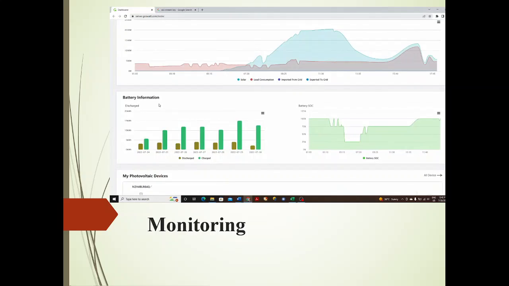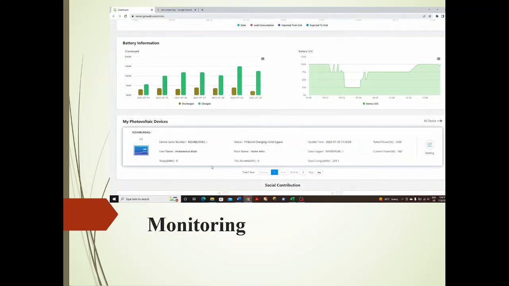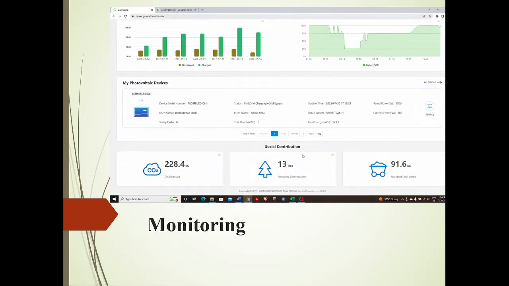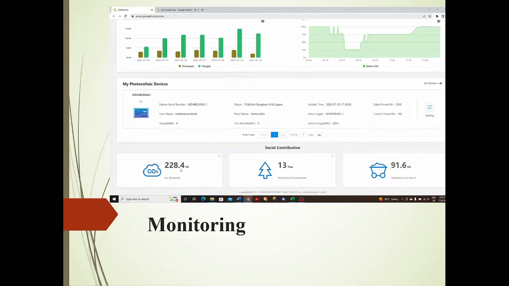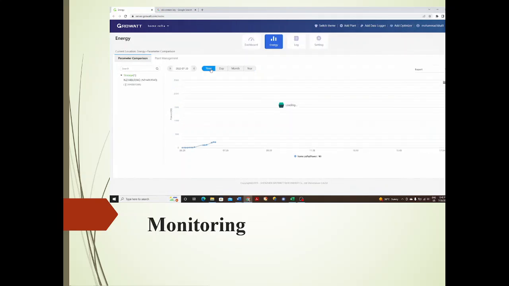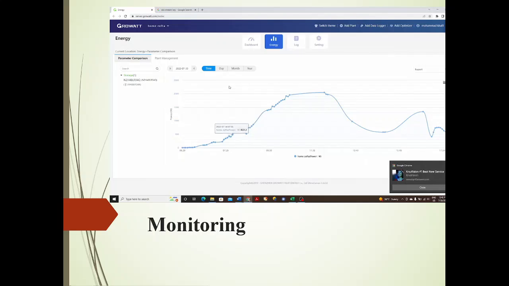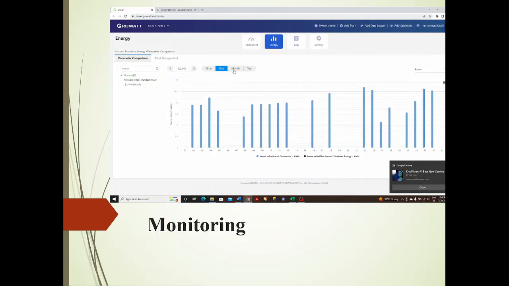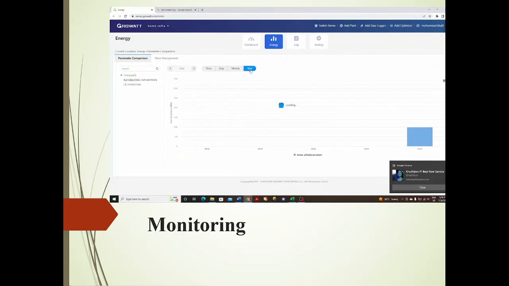For the battery information, we have the charge discharge daily graph as shown here, and the battery state of charge hourly. Some general system information is presented here, and social contribution, where it shows how the system is helping environmentally by reducing the CO2 emission. In the energy section, we have this graph where it shows power either hourly, daily, monthly, or annual.